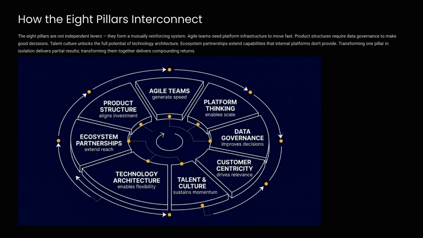The 8 pillars form a mutually reinforcing system. Transforming one pillar in isolation delivers partial results. Transforming them together delivers compounding returns, as agile teams need platforms and product structures require data governance.